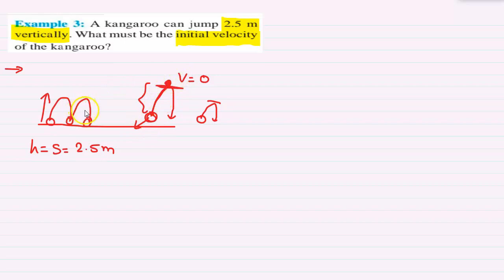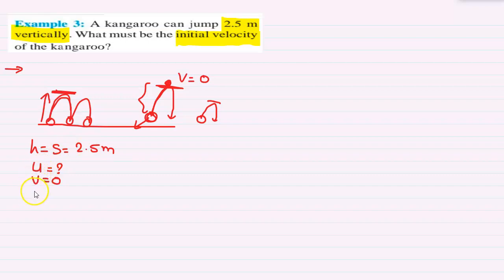Like the same, the kangaroo also has some initial velocity. We don't know, we have to calculate it. But we know the final velocity, because while jumping, the kangaroo will start from this point, and at this point it will stop for an instant of a second, and then it will come down. Means v is equal to 0, s is given, u is unknown, and time is also not known. Now which thing do you have to calculate from here? You have to calculate u.